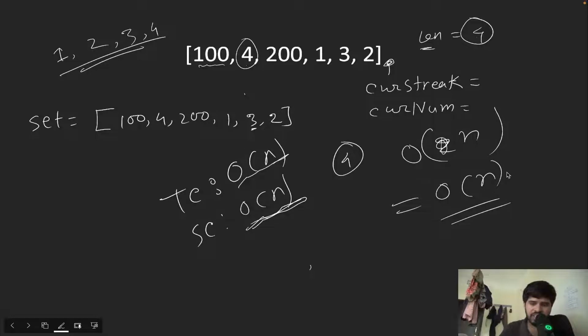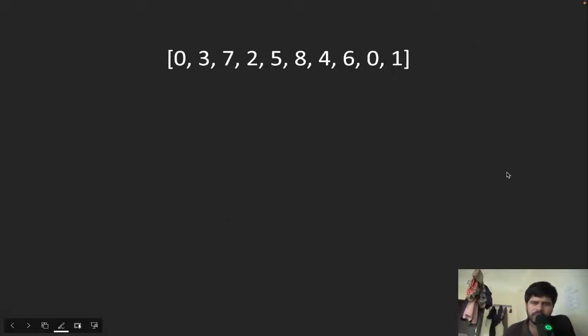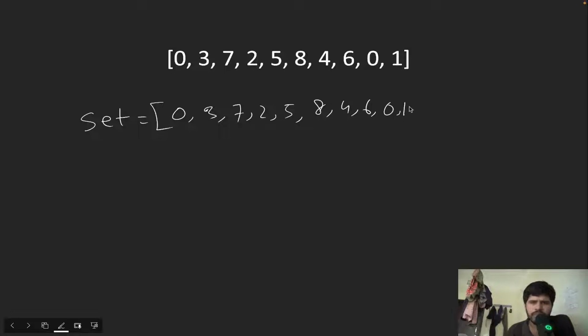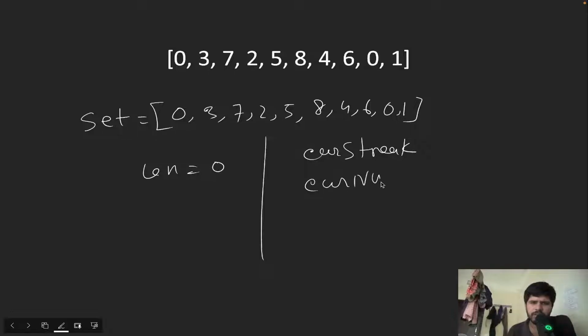For a better understanding, let's take another example. For sake of understanding, let's assume that we're given this array. First, let's create a set data structure so we can access in constant time. So let's insert every single element in our set data structure: 5, 8, 4, 6, and 0, 1. Okay, now we will have our answer, or length, equal to 0 initially, the length of our longest consecutive sequence. And we will have our current streak, and our current number.